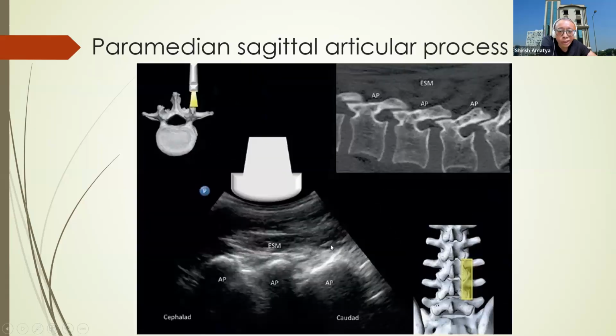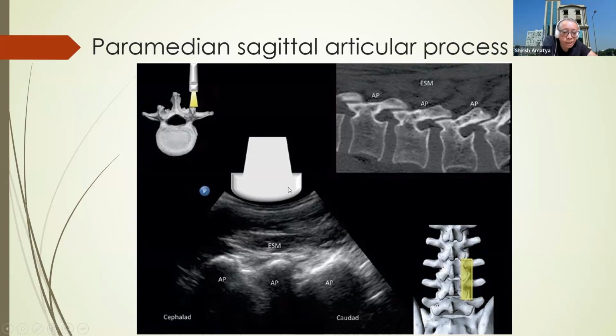So another view is this paramedian sagittal articular process view. Here you can see the orientation of the probe, and the probe is placed in the sagittal axis over the articular process, and here you can see these humps, and this is known as camel hump sign. Here the hyperechoic bony line is continuous, so there is no gap in this view.